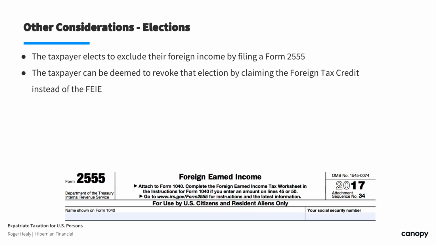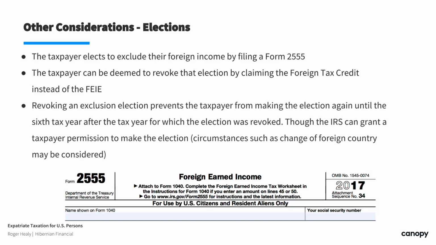And the reason this is an important point is revoking an exclusion election prevents the taxpayer from making the election again until the 6th tax year after the tax year for which the election was revoked. So if you revoked your election, even by accident, in 2010, the 6th tax year after that would be 2016.